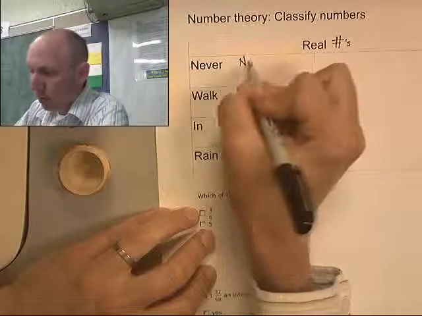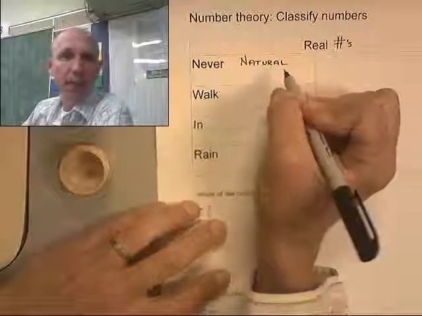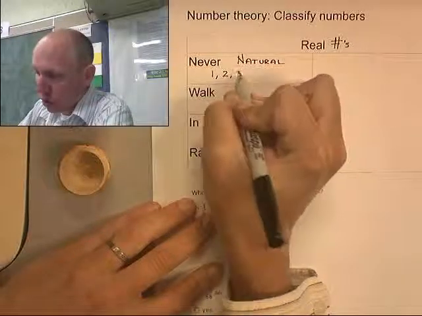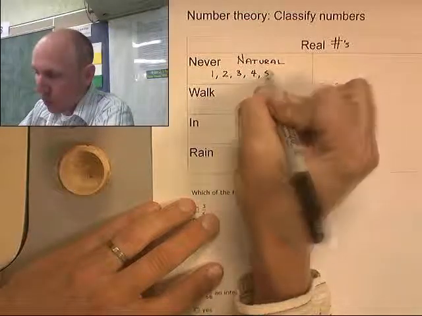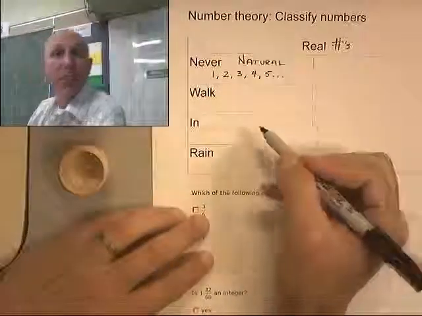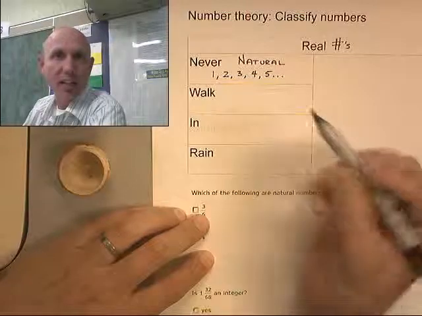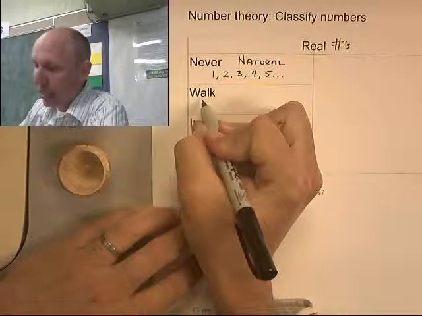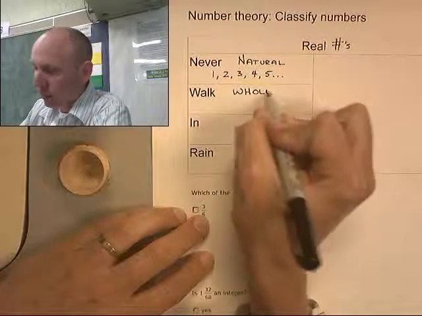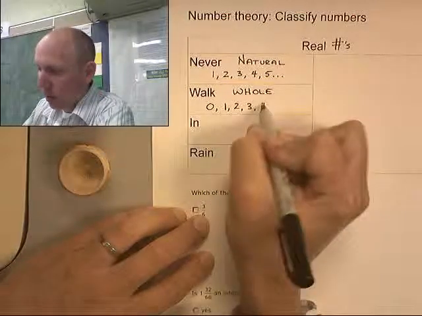Never stands for the naturals. These are the first numbers you've ever learned. When you were learning your numbers, you started with 1, 2, 3, 4, 5, and so on. Then, and this is pretty exciting, my kid, who's 3, started using the word zero. He understands the concept of nothing, the zero, and this is where we get the zero, under the walk, which stands for whole numbers. We add another number to it: 0, 1, 2, 3, 4.